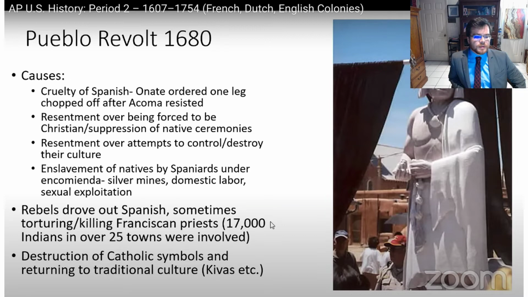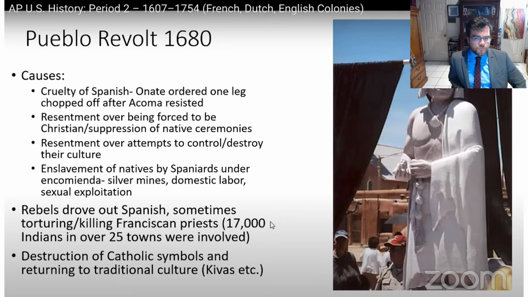Resentment over being forced to be Christian, right? The natives aren't going to want a new religion forced on them. Resentment over attempts to control and destroy their culture. Enslavement of natives by Spaniards on the encomienda system, in silver mines, domesticated labor, sexual exploitation, sex slaves. Okay, so these are all human rights violations.